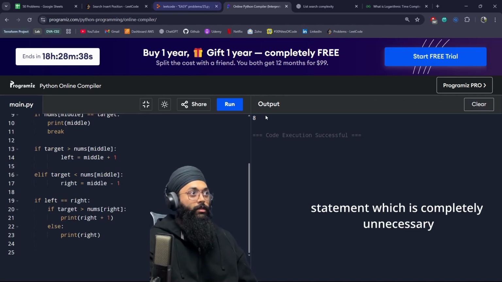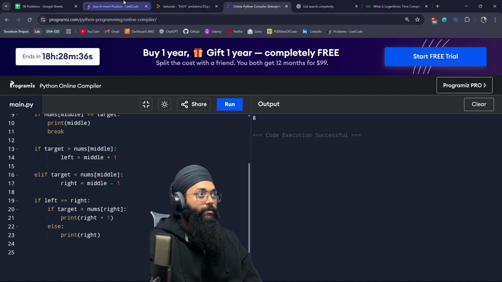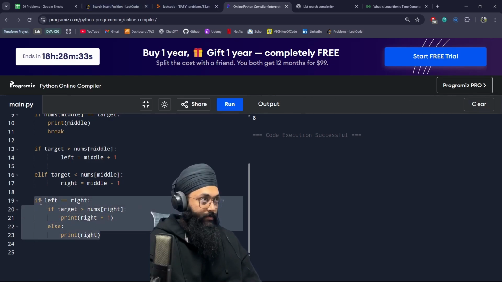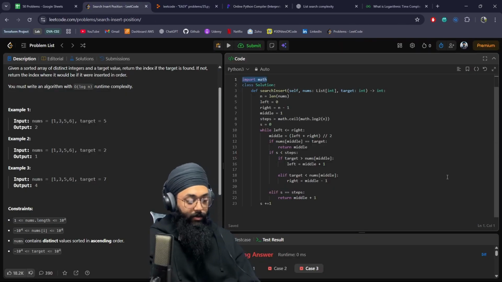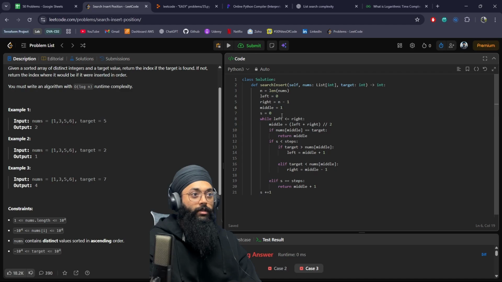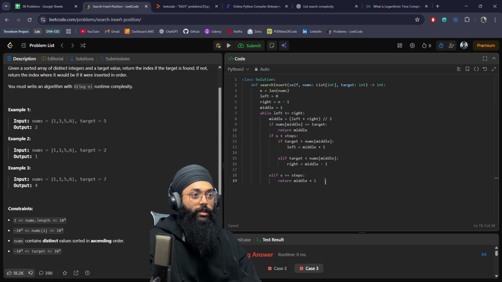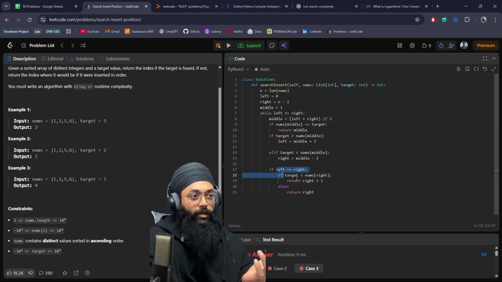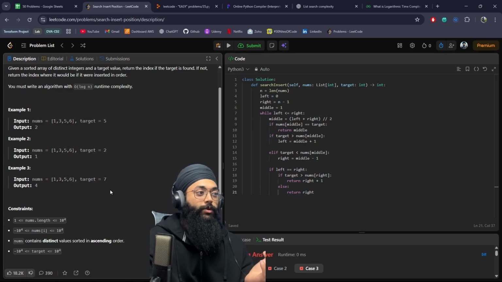Let me make the changes in the other one. So I don't need math. Feel so dumb. And I don't need these steps. I don't need S. I don't need this. What I eventually did is I created an if statement for the case I didn't take into consideration before, that the number could just not exist.